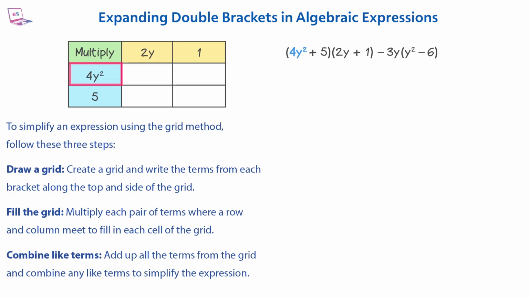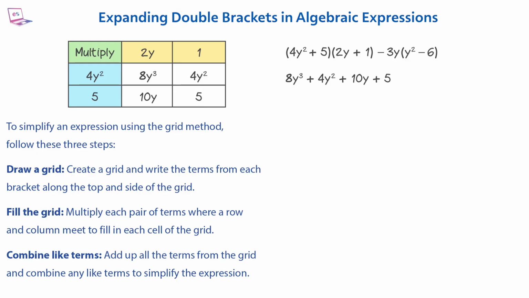Let's take the term 4y squared and multiply that with 2y and 1. 4y squared times 2y equals 8y cubed. 4y squared times 1 equals 4y squared. Next, let's take the number 5 and multiply that with 2y and 1. 5 times 2y equals 10y. 5 times 1 equals 5. The expression is 8y cubed plus 4y squared plus 10y plus 5. Can this be further simplified? No, there are no like terms here.